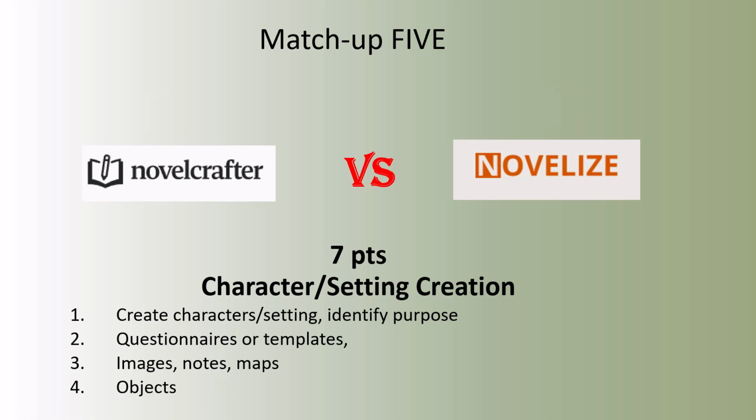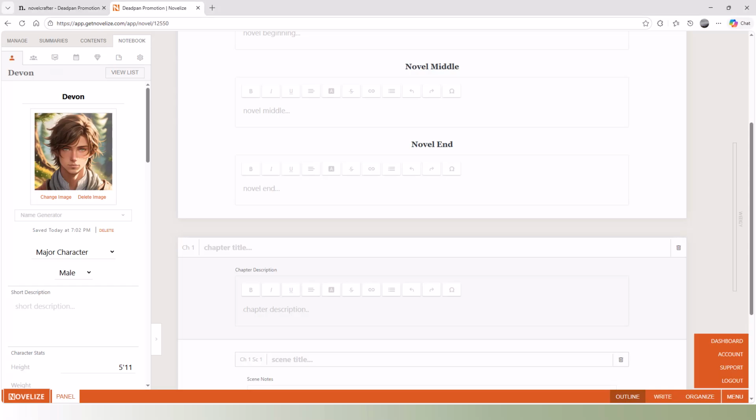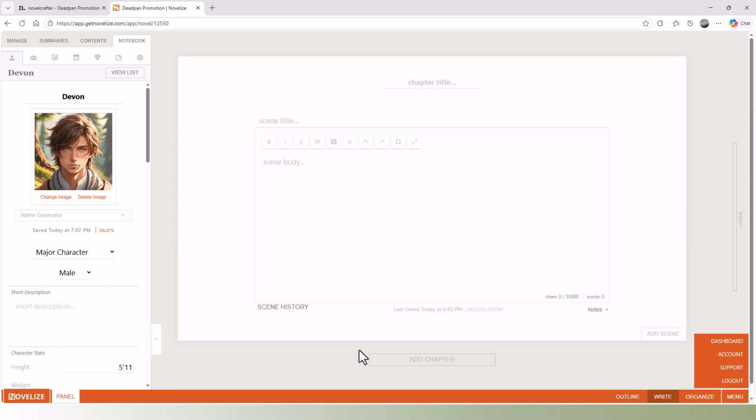So let's move on to our next set of tasks, and that is the writing environment. We want to look at how we create chapters and scenes and rearrange them when we need to. We want to look and see if spell check is available. We want to look to see if we have any control over fonts or backgrounds or margins or speed. And we're going to assign some points based on these things for these two softwares. So let's go back in here and we'll just start with Novelize since we are here. And we will go from our outline section into our write section since we're looking at our writing environment.